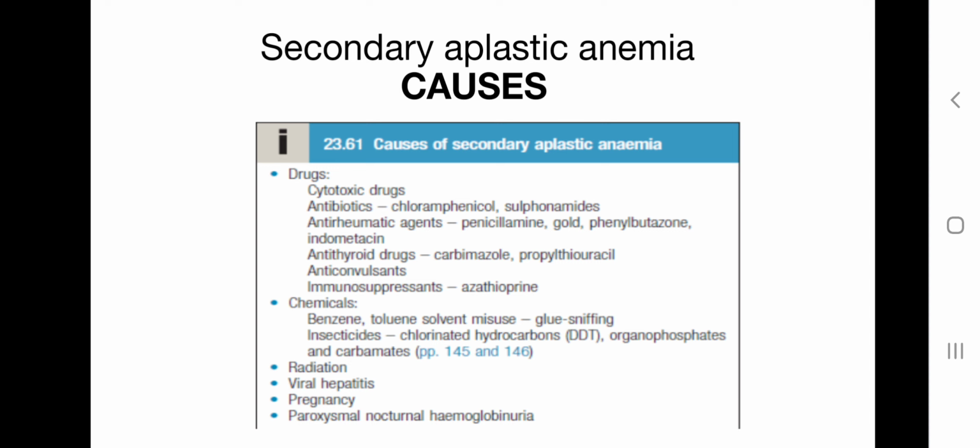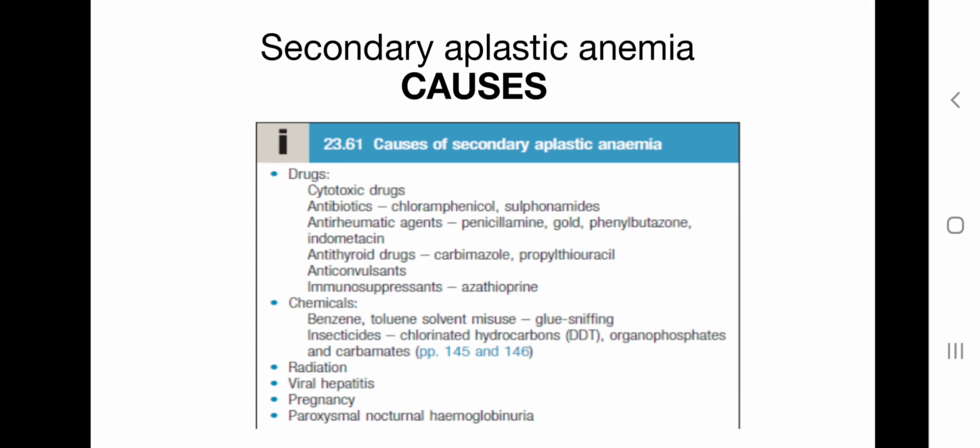Patients who undergo radiation for malignancy can also have bone marrow dysfunction, hypoplasia of the bone marrow, and lead to aplastic anemia. Viral hepatitis, pregnancy, and paroxysmal nocturnal hemoglobinuria, PNH, is one condition which can again result in a secondary aplastic anemia. So the most common and the notorious ones are the drug-induced aplastic anemia.